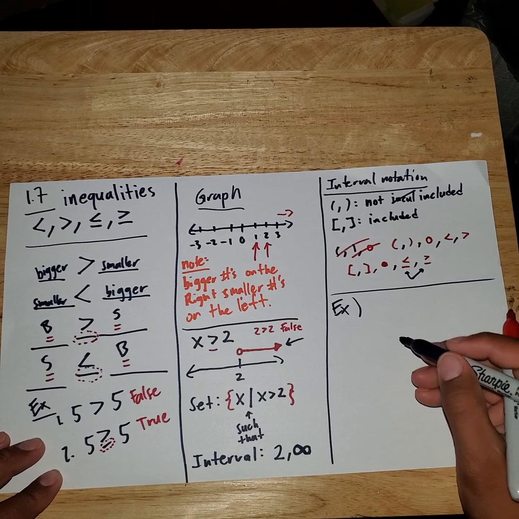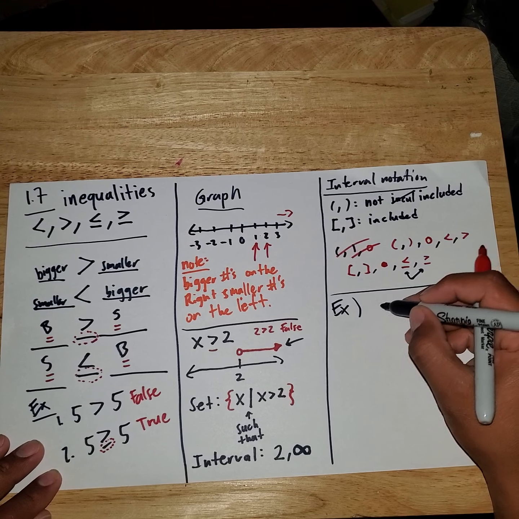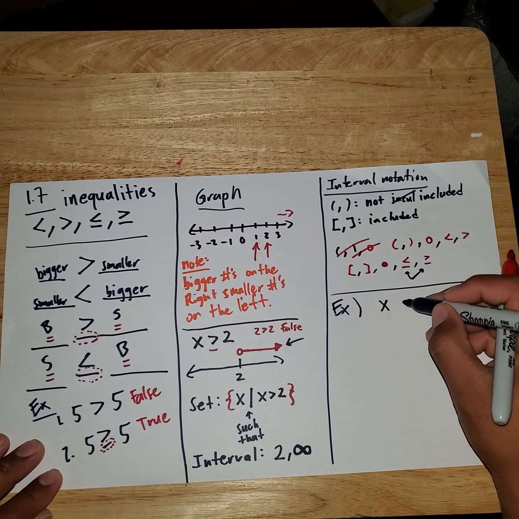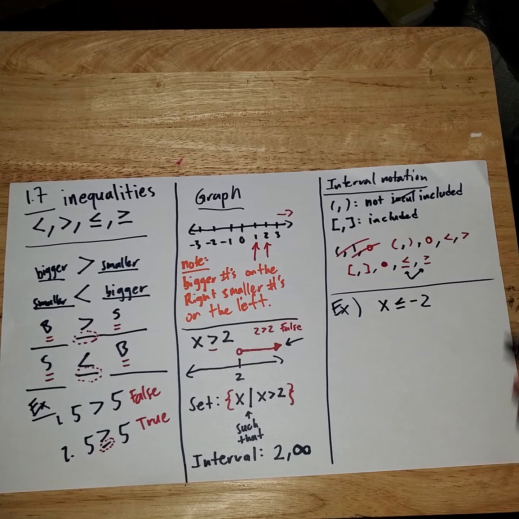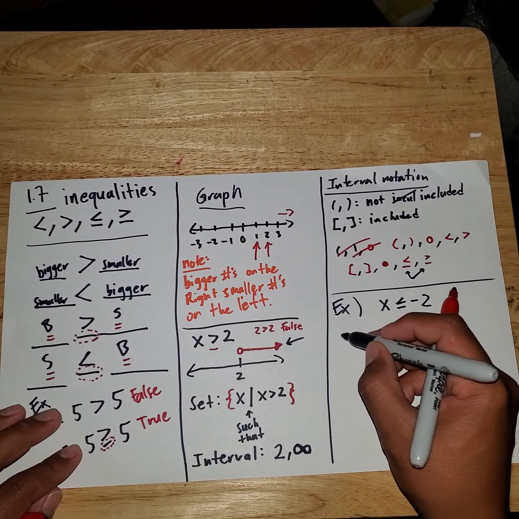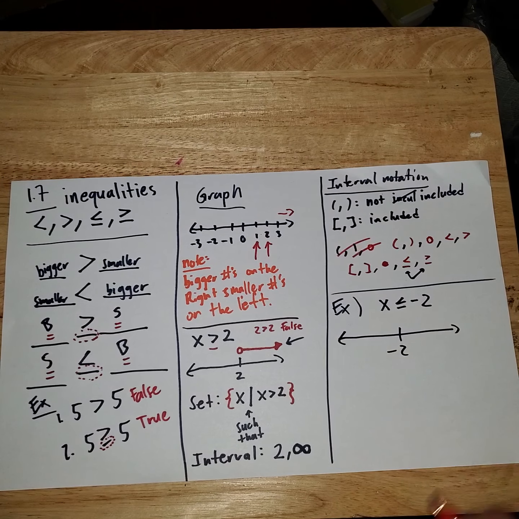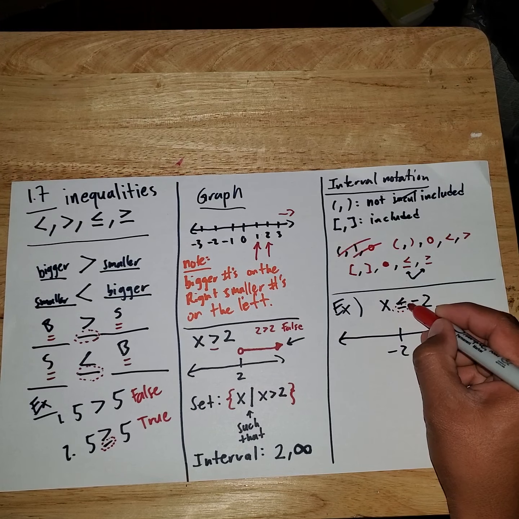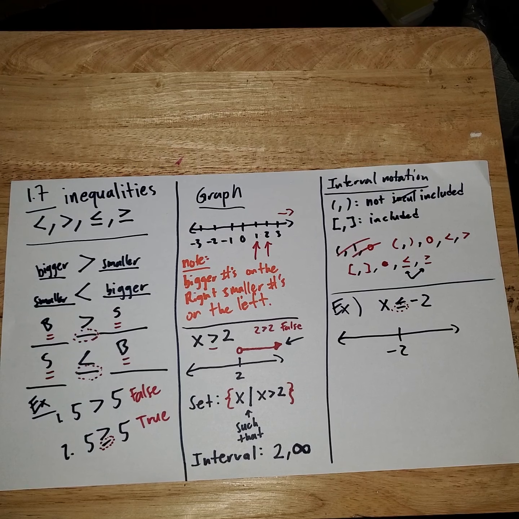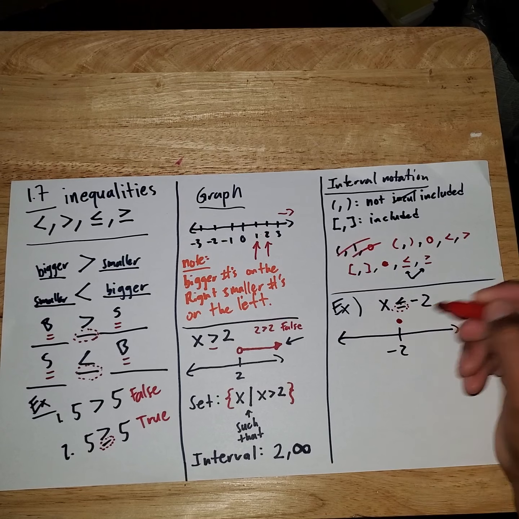So now this example will be, let's say, x is less than or equal to -2. Again, we only have one number to reference. That's -2. But remember, now it has this equal to part right here. So what that means, when you're graphing it, you're actually going to have a closed circle.